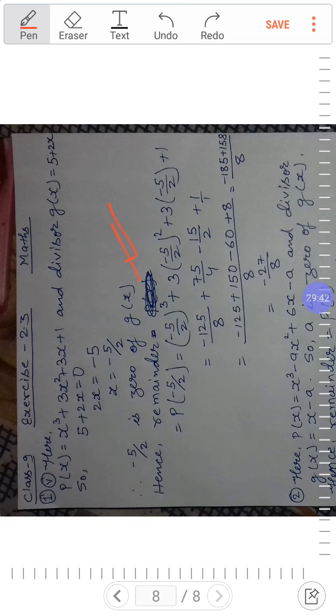So what we did, we added all of this. You can see minus 125 and minus 60 both have the same sign, so they will be added, and I added it. It becomes minus 185, and plus 150 plus 8 becomes 158. So it becomes minus 27 by 8. So this is the remainder. Minus 27 by 8 becomes the remainder.